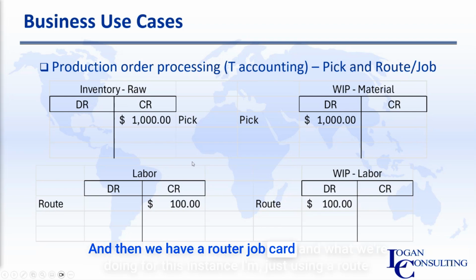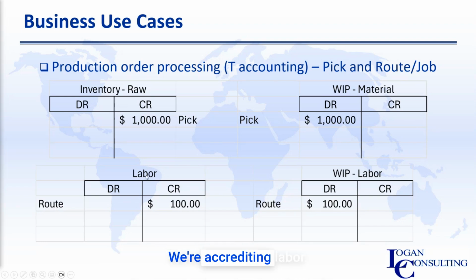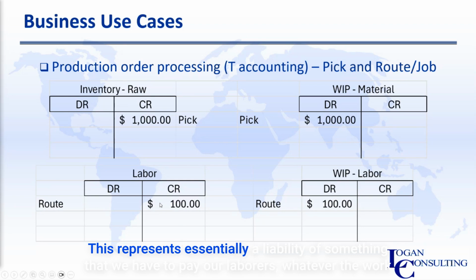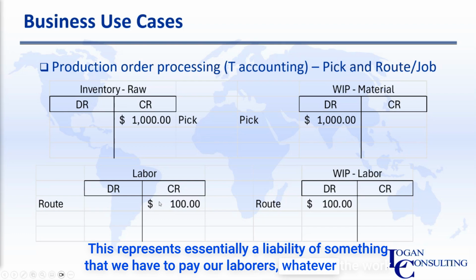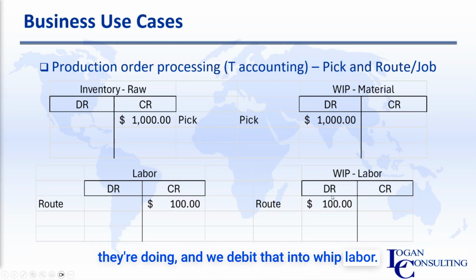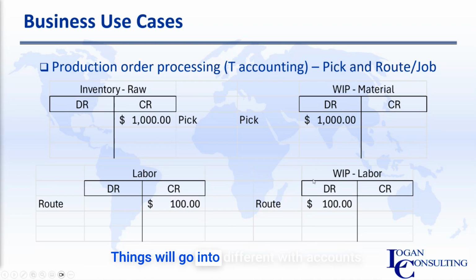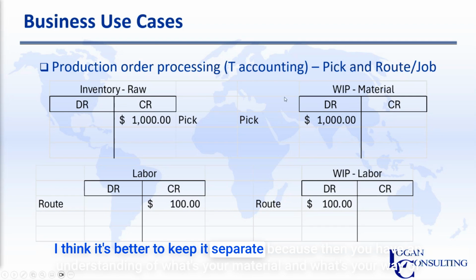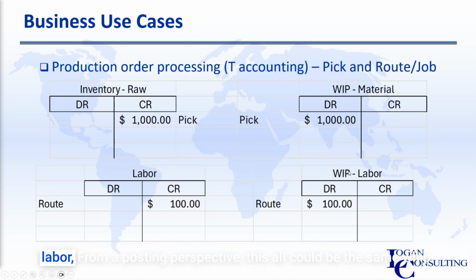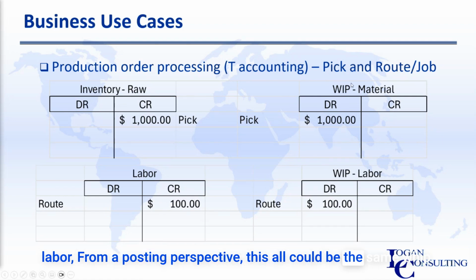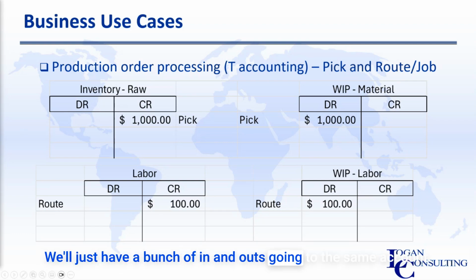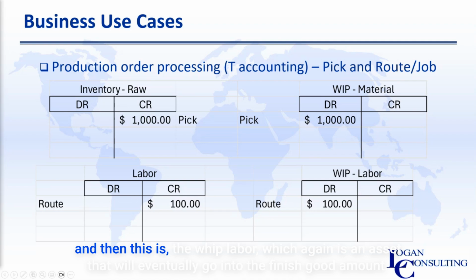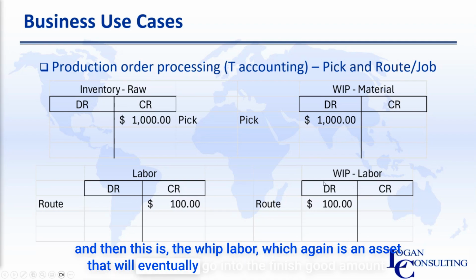And then we have our route or job card. For this instance, I'm just using a route. We're crediting labor. This essentially represents a liability, something we have to pay our laborers for the work they're doing, and we debit that into WIP labor. Again, anything that's WIP related is an asset, because it relates to creating the items. Things will go into different WIP accounts. Typically you want to see this go into a specific WIP labor account. I think it's better to keep it separate so you understand what's your WIP material and what's your WIP labor. From a GL posting perspective, this all could be the same WIP, but it gets a little confusing because you'll have a bunch of ins and outs going to the same account. This represents our wages payable to workers, and this is the WIP labor, which again is an asset that will eventually go into the finished good amount.